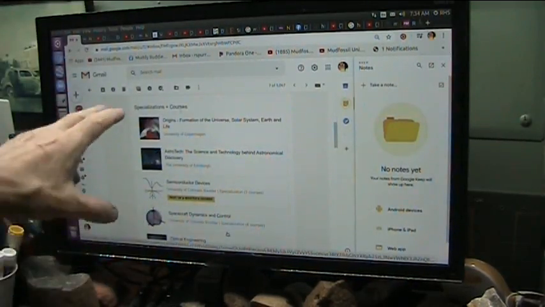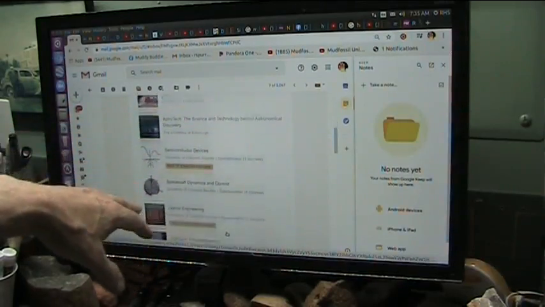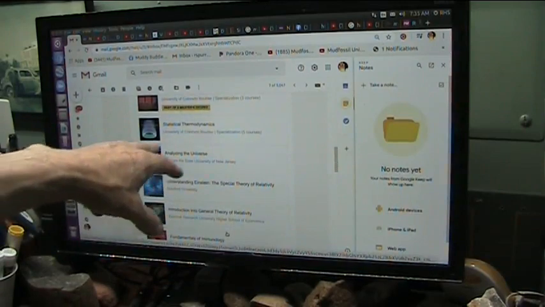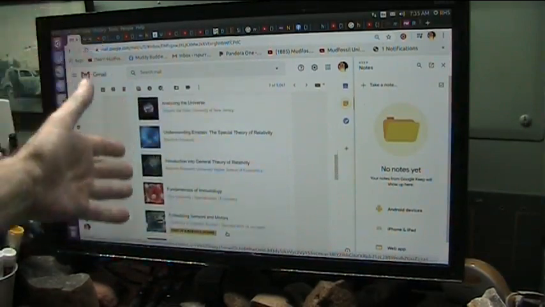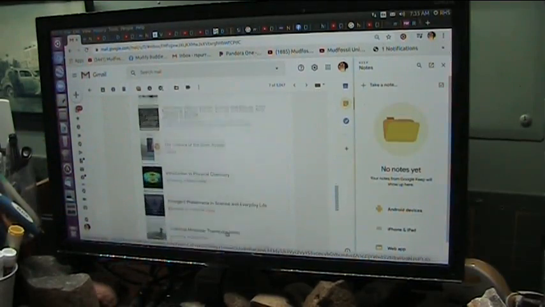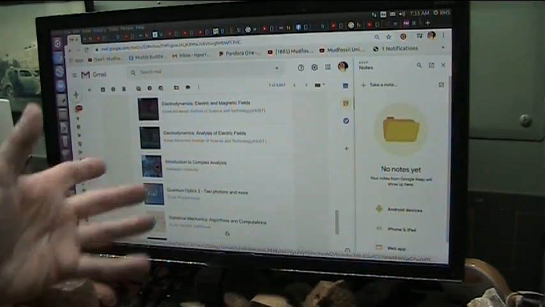You know, anyway, these are the kind of things they'll say. And look at this. Origins, Foundation of the Universe, Astrotech, Spacecraft Dynamics, statistical. I mean, look at all these things. This is like a bowl of candy to me. I mean, it's just amazing. For free. They're all free.